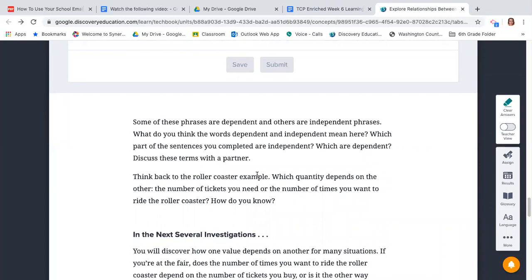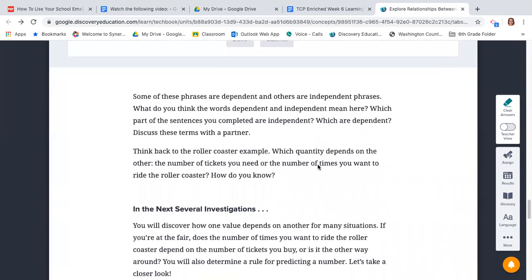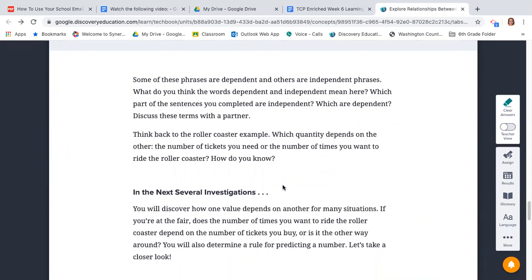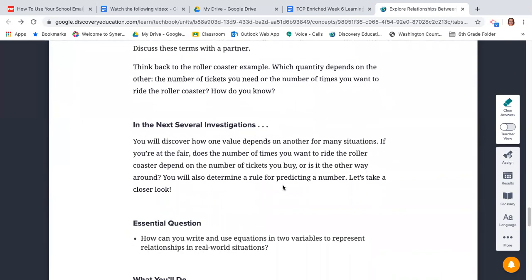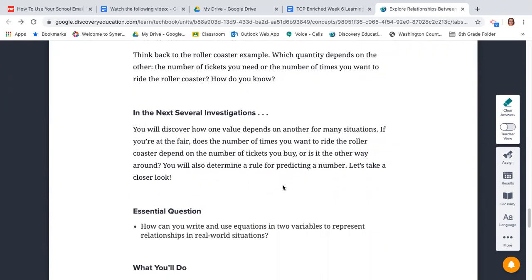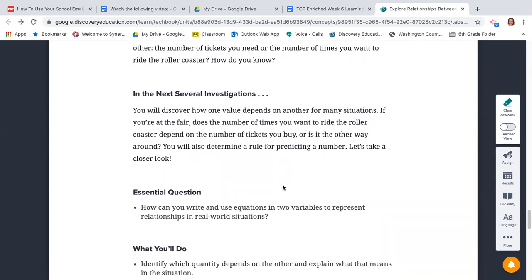Some of these phrases are dependent and others are independent phrases. What do you think the words dependent and independent mean here? Which parts of the sentences you completed are independent and which are dependent? Okay. Think back to the roller coaster example. Which quantity depends on the other? The number of tickets you need or the number of times you want to ride the roller coaster? And then how do you know? So in the next several investigations, you will discover how one value depends on another for many situations. If you're at the fair, does the number of times you want to ride the roller coaster depend on the number of tickets you buy? Or is it the other way around?